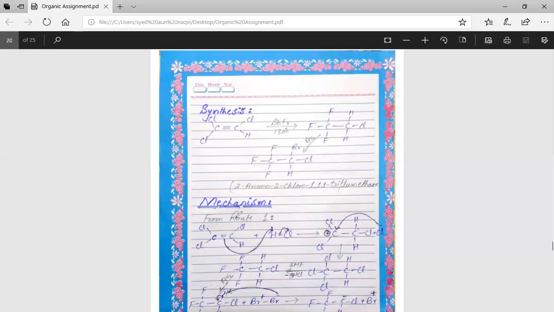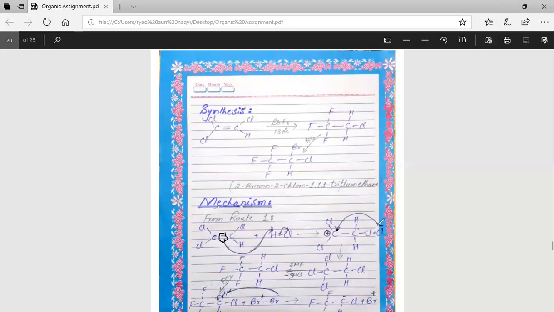So from the mechanism of route one, the double bond of the acetylene attacks the partial positive hydrogen atom of the haloacid. So this bond will be shifted onto chlorine, and chlorine gets a negative charge. As a result of this, this carbon loses its electron, so it will get a positive charge, and the negative charge on the chlorine atom that is formed in the first step attacks the carbocation.